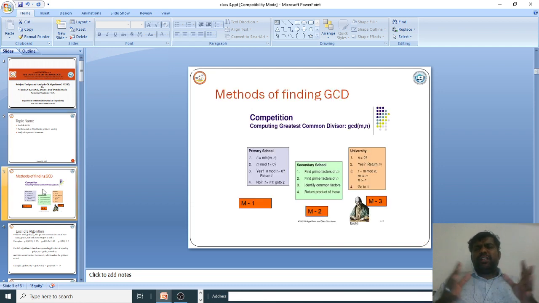Okay. So there are many methods of finding the GCD, where you have come across a primary school method, a secondary school method, that is what you have studied in your PU, and any university, that is in your plus two, or any other university. Here you know how to find the GCD of a number. In secondary school, you will be finding the prime factors, that is in your middle school or in your high school. This is with respect to your university.